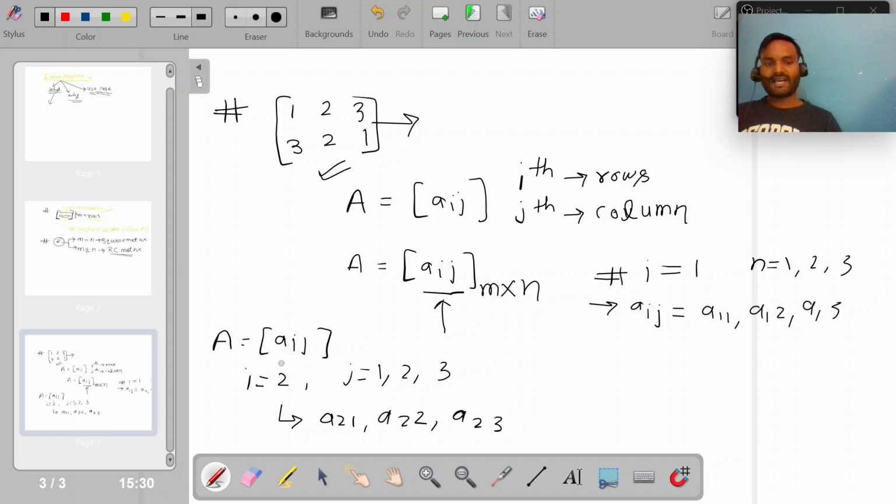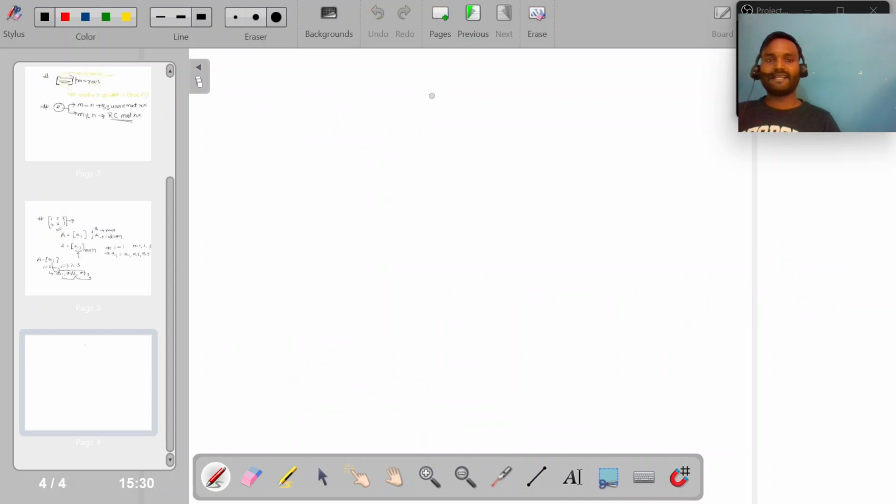Here we have taken i equal to 2, and i is constant while we vary the n value. That means we are varying the value of j. J means the number of the column. So this is how we write the element positions, and we can simplify the matrix like that.